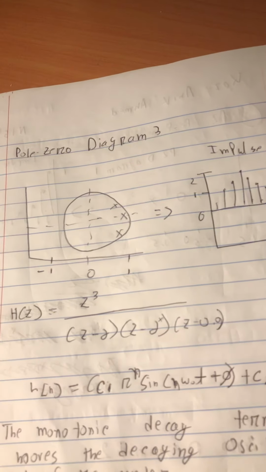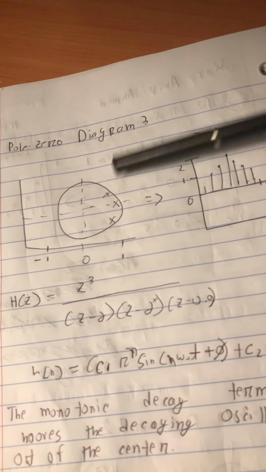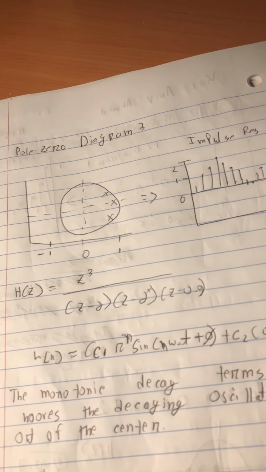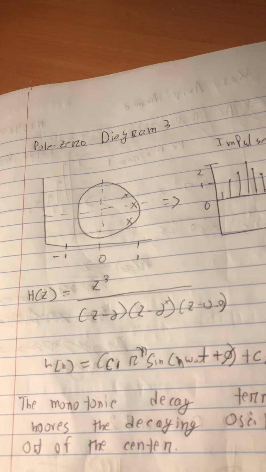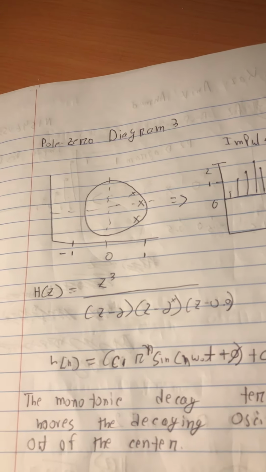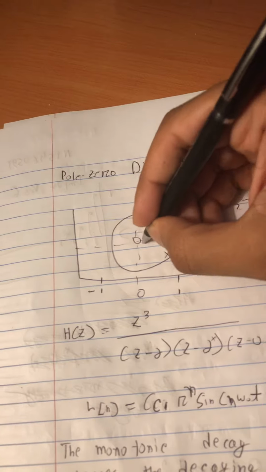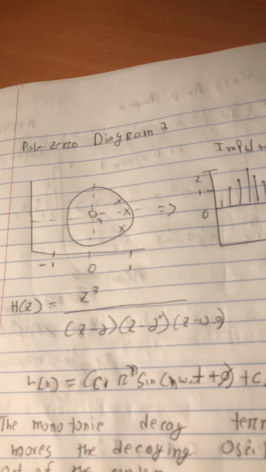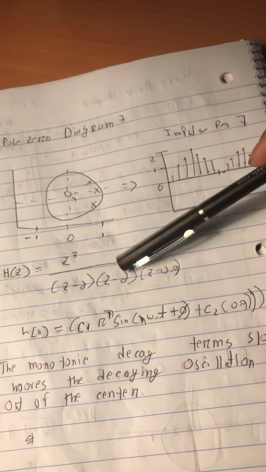Now let's look at the pole and zero diagram number 3. For this, we have 3 poles, 2 on top of one another, and 1 on the axis, and they're very close to the unit circle. So we can also write it mathematically. The hints were also given to us by the professor. What we have here is z cubed, because there are 3 zeros, divided by z minus alpha times z minus 0.9.